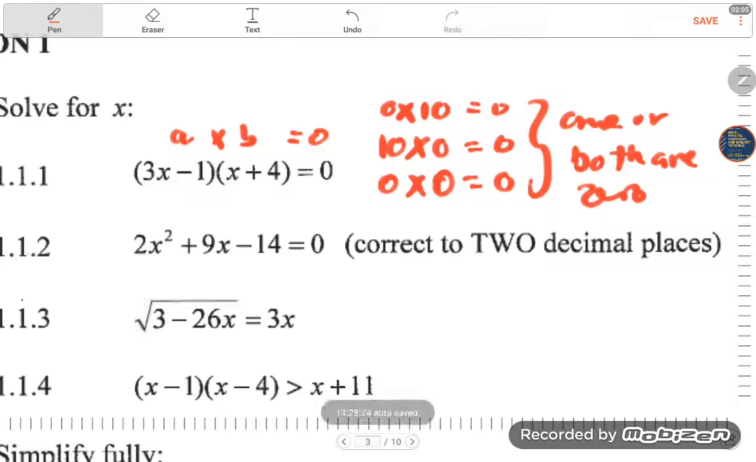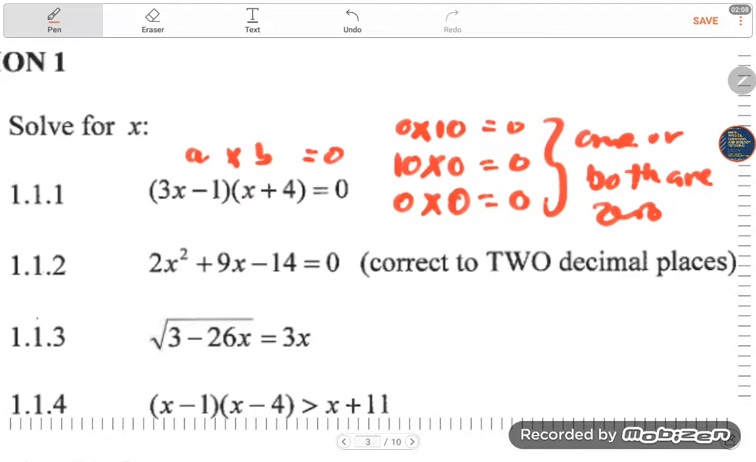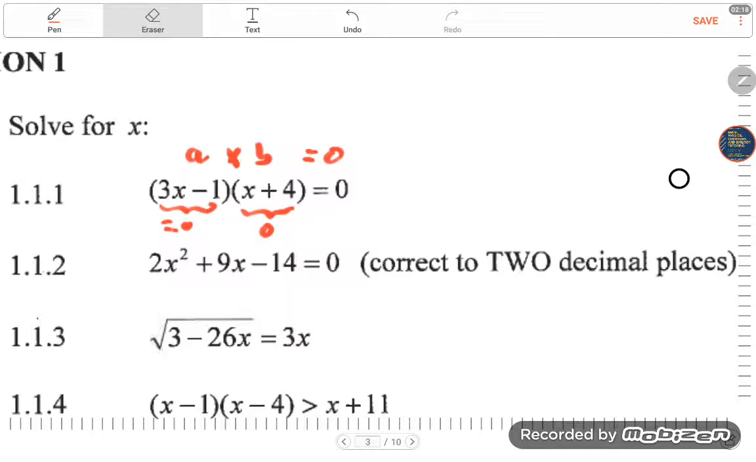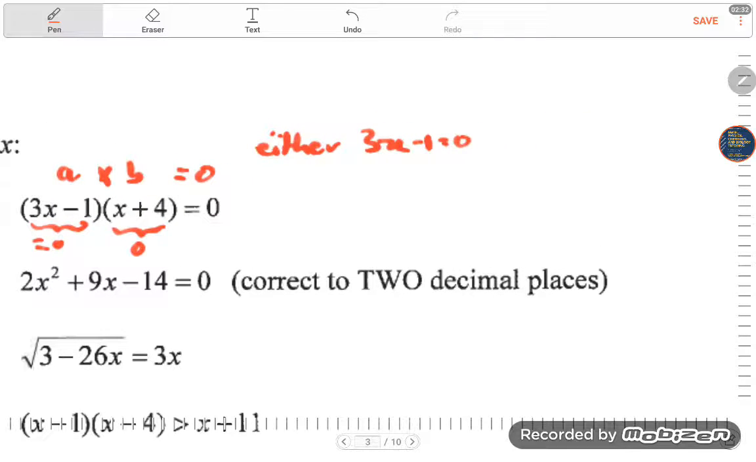If you notice, that's the reason why we end up saying, how do we solve this? We say it means that either this bracket is equal to 0 or this bracket is equal to 0. I'm just going to undo this so we can create some space, and continue with that. So that's going to give us either 3x minus 1 equals 0, or x plus 4 equals 0. I prefer to write it going to the right because I want to use the space below that.